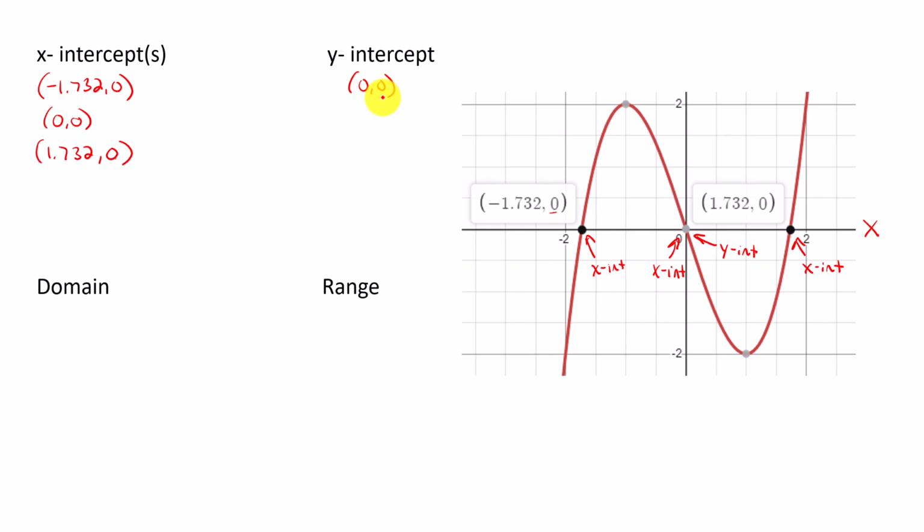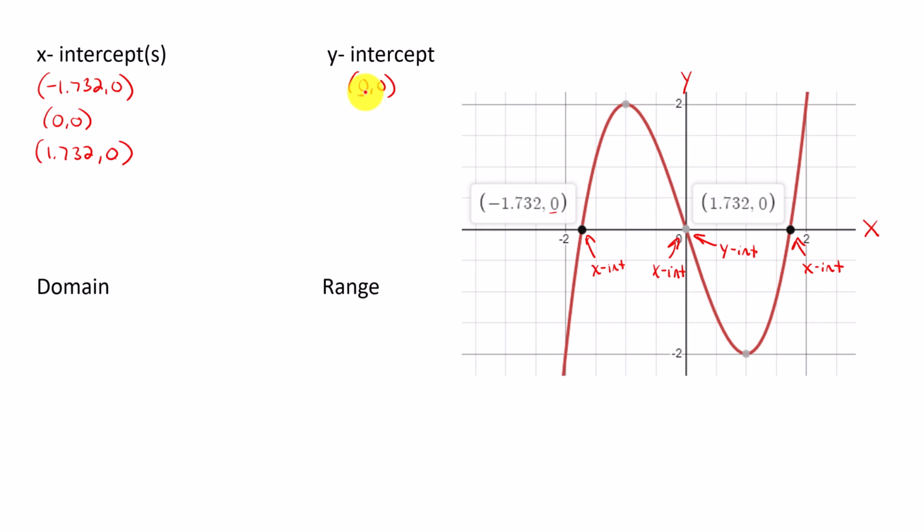Now, I know it's hard to tell because this point happens to have both coordinates be 0, but for a y-intercept, which crosses my y-axis, my x value will always be 0. So on other graphs that we look at, when we find the y-intercept, the x-coordinate is going to be 0.